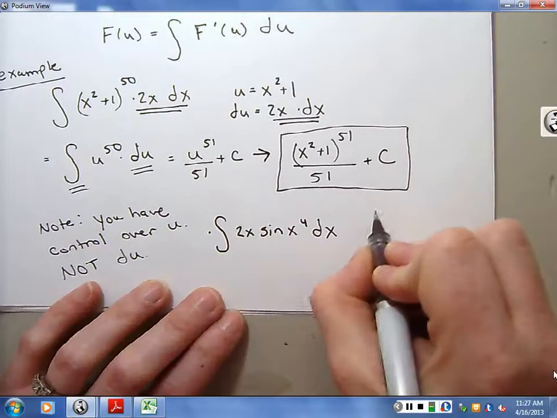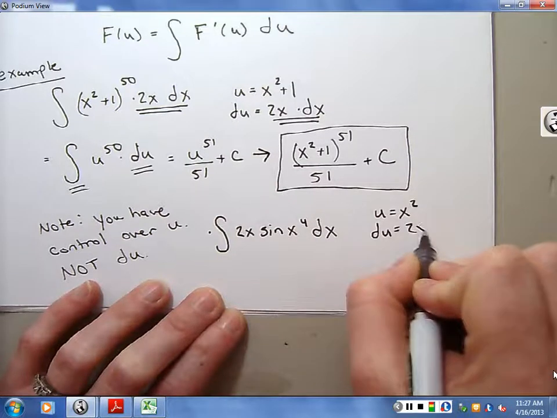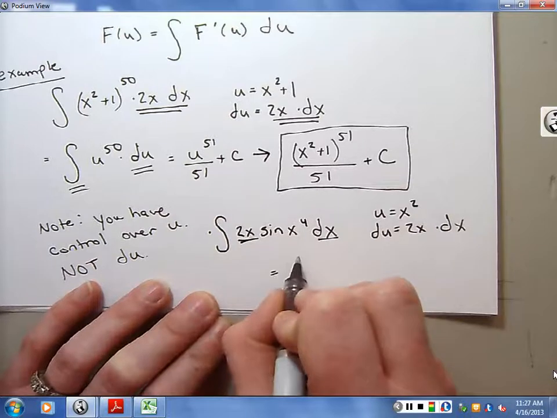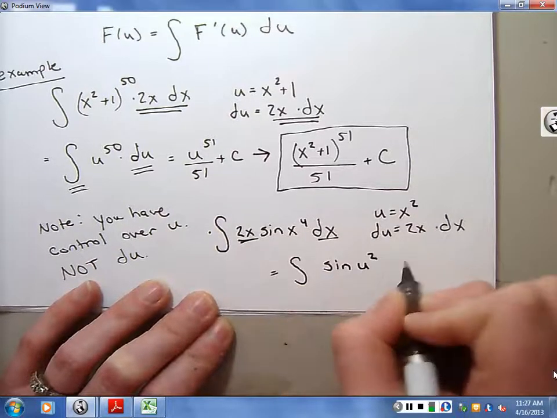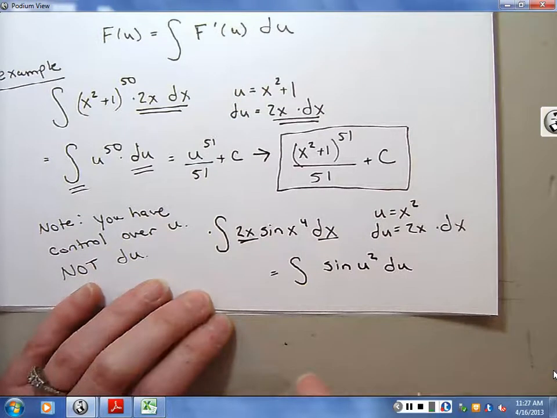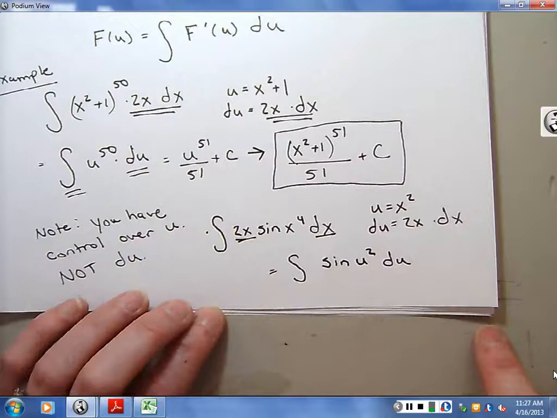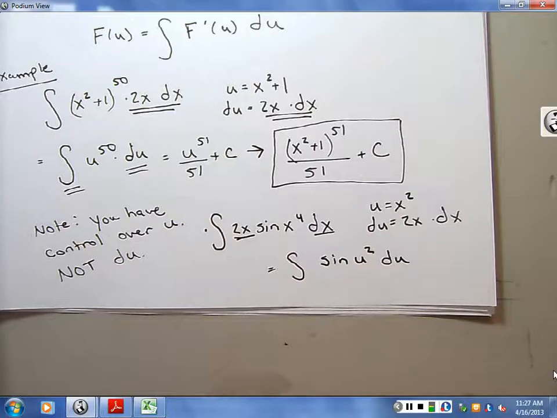So if I let u equal x squared, du is 2x dx, which is nice, because I cancel that. So I would have the integral of sine of u squared du, right? Because x squared squared is x to the 4th. This one turns out to be an integral you will deal with in Calc 2, so we don't have the techniques for it. But that's one example of showing that you have complete control over u.